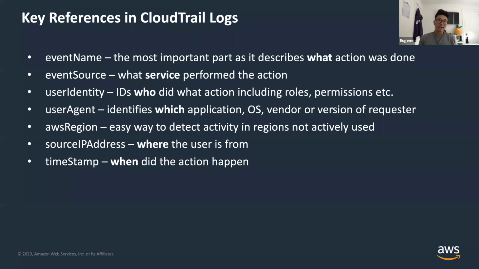And user identity, that's who was involved: is it a role that did this, is it a user, things like that. And the user agent, which again identifies the who, tells you which application, OS, or vendor the requester is using. AWS region defines where the activity was happening. The source IP address again talks about who and where the user is coming from when performing the action, and timestamp is the when. Next slide.